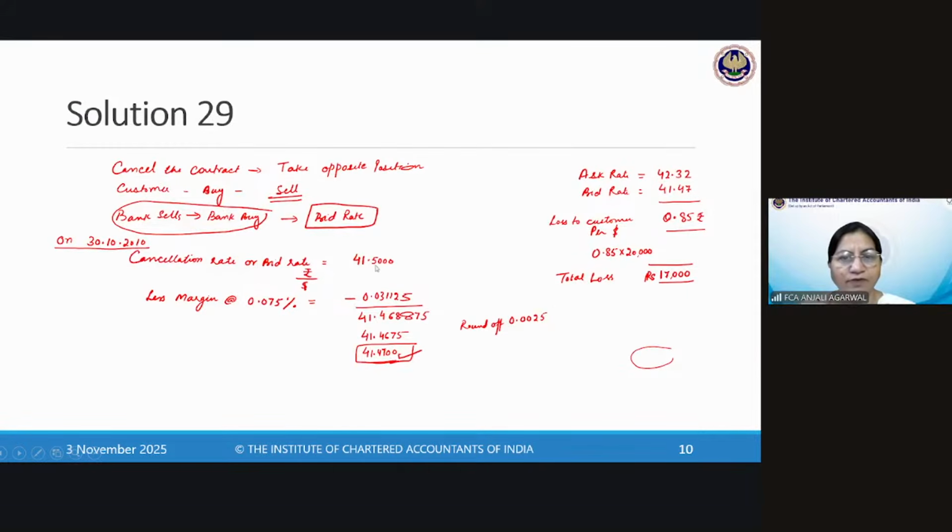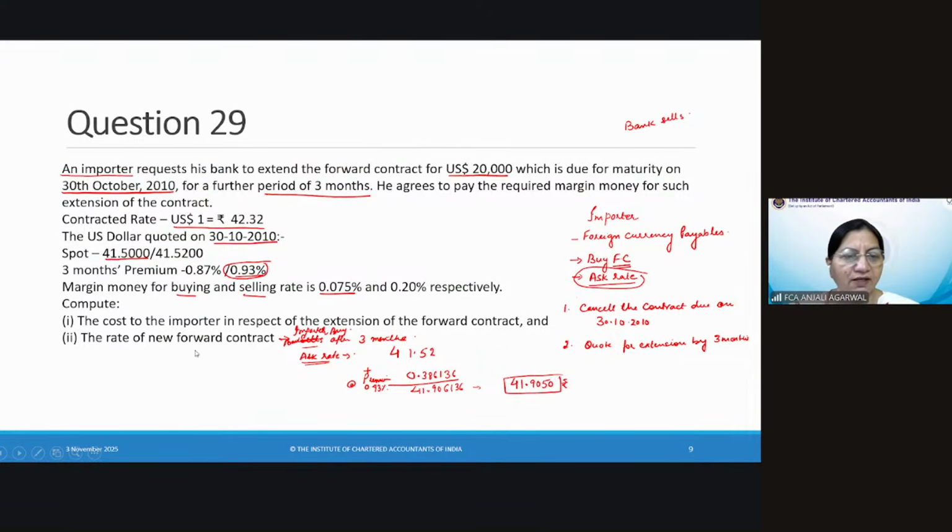So we calculated 41.5 minus 0.075%. The bid rate comes out to be 41.468875, rounded off to 41.4700. So the customer was supposed to buy at 42.32, which now he will sell at 41.47. He will incur a loss of 0.85 rupee per dollar. So on $20,000, his total loss on cancellation would be 17,000 rupees. He will have to bear that. Besides, a new forward rate would be offered to him for getting his contract extended by 3 months.